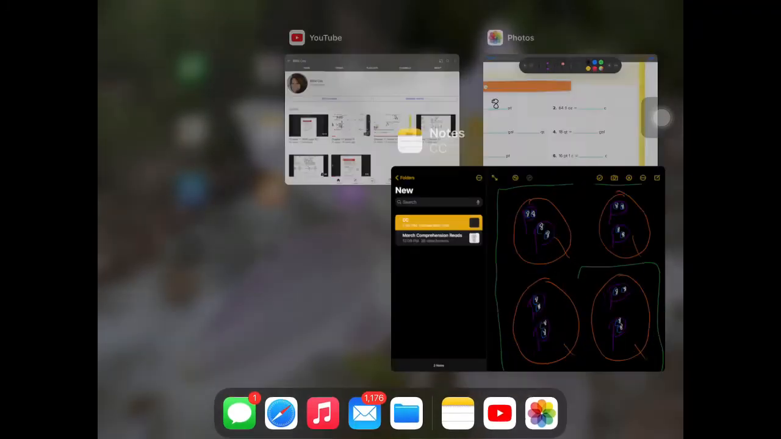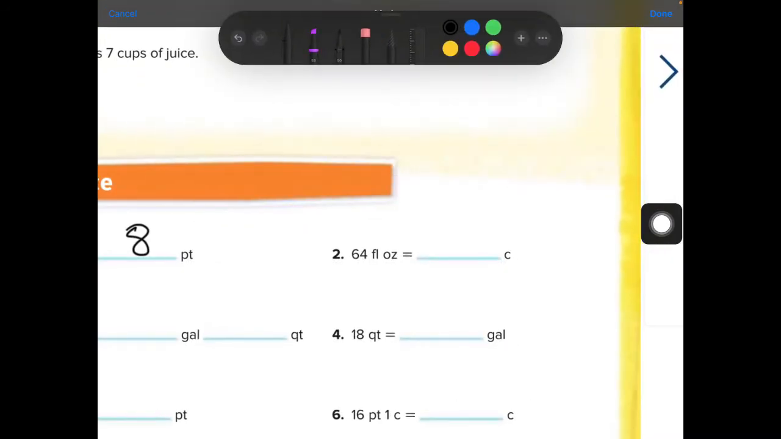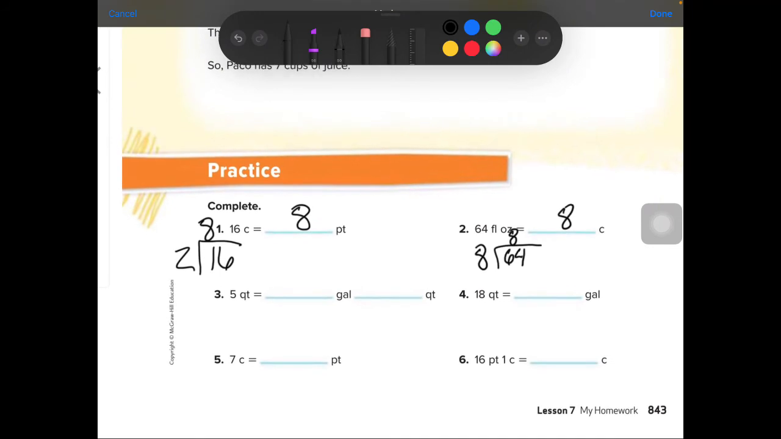Now we have 68 fluid ounces equal how many cups? Let's look. Every cup is 8 fluid ounces. So if we have 68 fluid ounces, or excuse me, 64, we're going to divide it by 8, because 8 fluid ounces equals 1 cup. And that looks like a fact family. 8 times 8 is 64, a double. So we have 8 cups. Boy, this homework is liking the number 8.